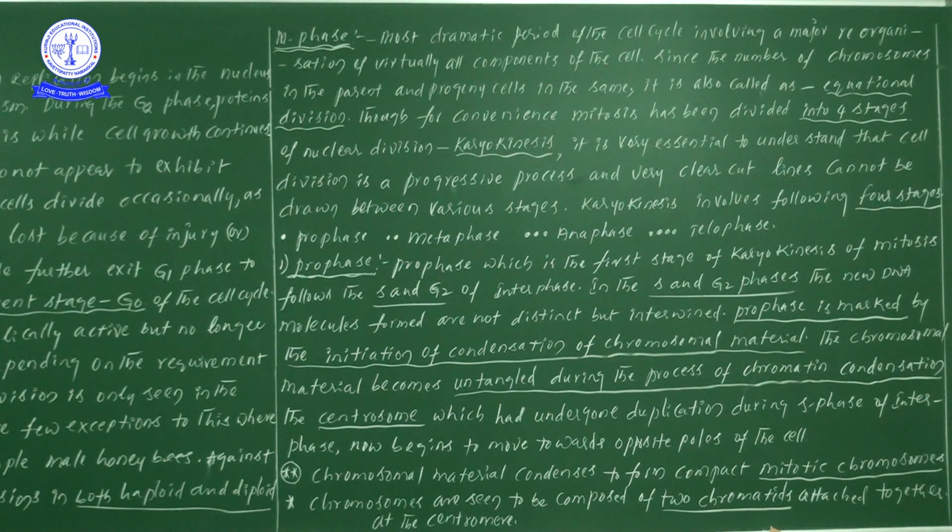The exceptional point we see in telophase. In the previous chapter we learned that, based on the position of the centromere, chromosomes are divided into four types: metacentric, submetacentric, acrocentric, telocentric. In a telocentric chromosome only one chromatid is present, but in all the remaining types of chromosomes, definitely two chromatids are present. Remember this well.